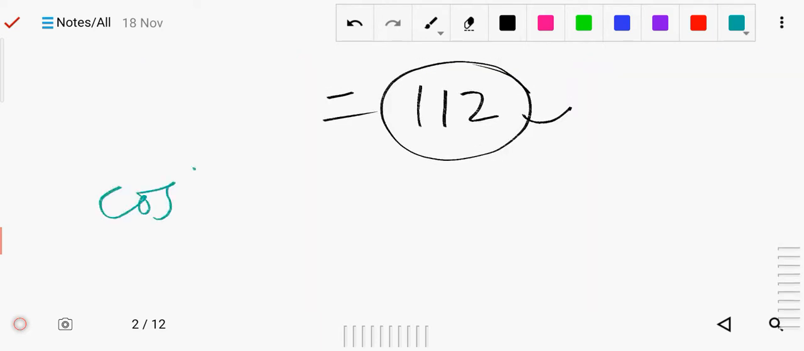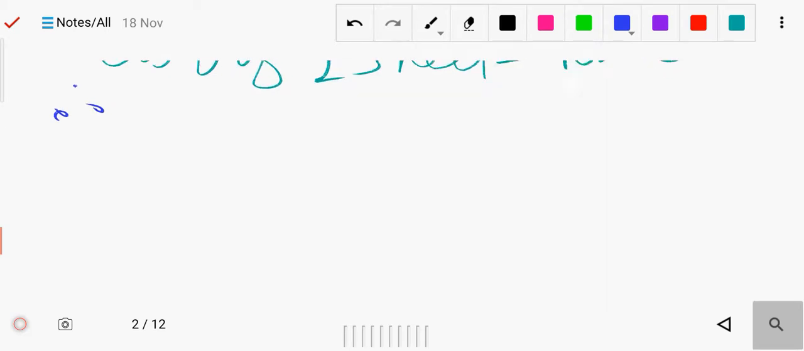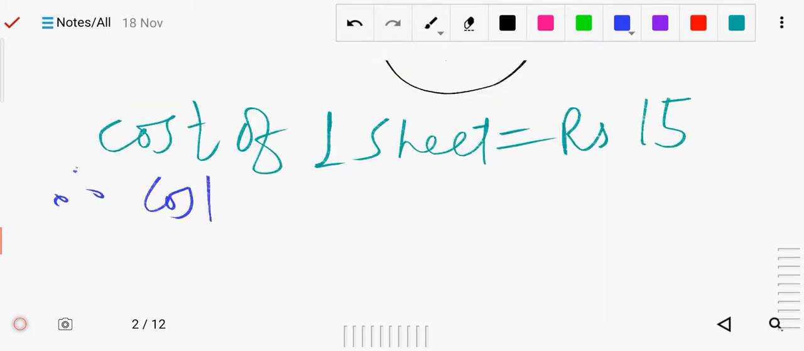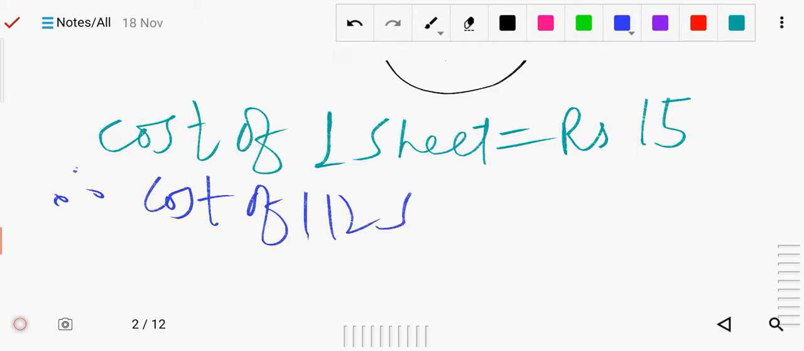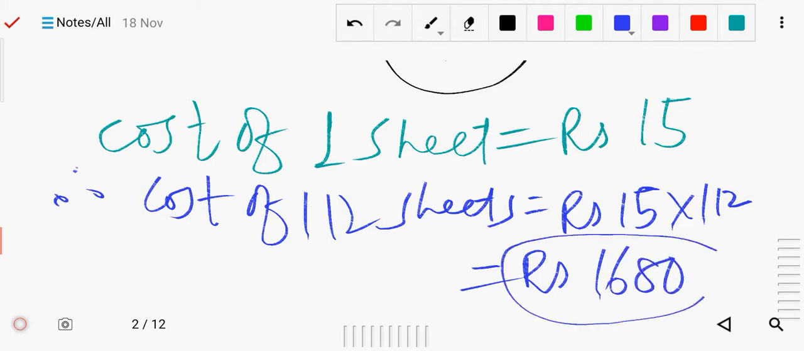Now we have to find the cost. The cost of one sheet is given, which is rupees 15. So we can find the cost of 112 sheets, which equals 15 multiplied by 112. So you can multiply, and it will be 1680. So its answer is 1680 rupees. Okay, once again you can just check it.